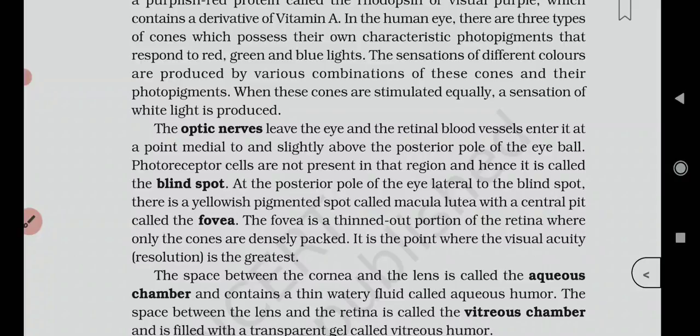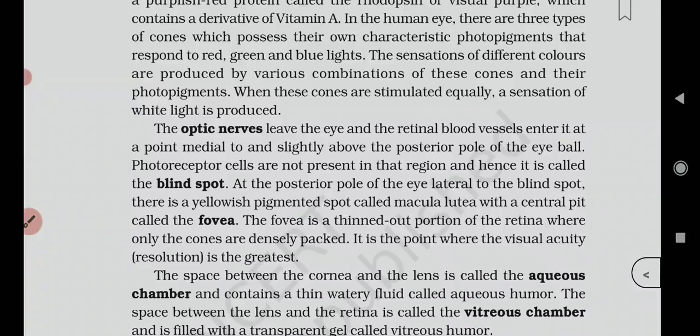What is fovea? Fovea is a thinned out portion of the retina where only cones are densely packed. At this point visual activity, means resolution, is maximum, resolution is greatest. So talking about fovea, fovea is that portion where you require greatest resolution. So whenever you require greatest resolution, you use your fovea.